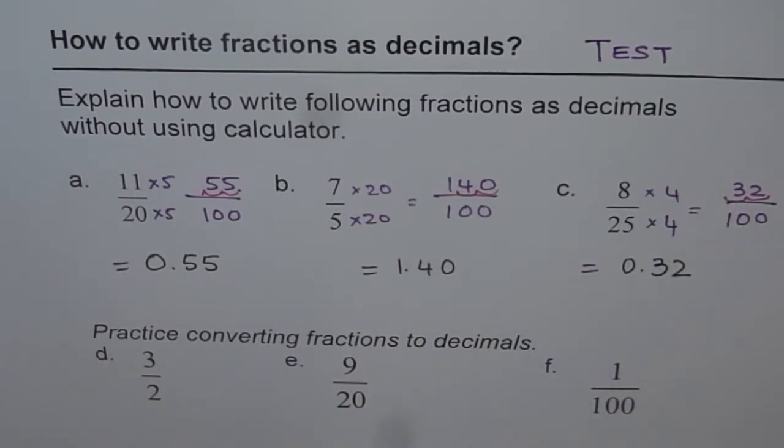You can apply this method and write down the answers for D, E, and F, which is 3 over 2, 9 over 20, and 1 over 100.